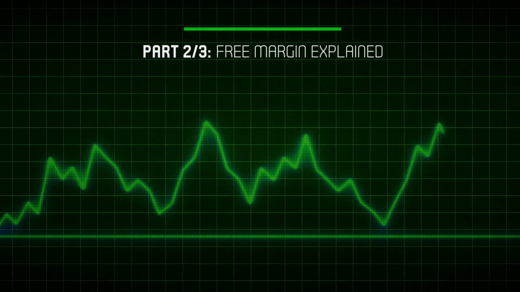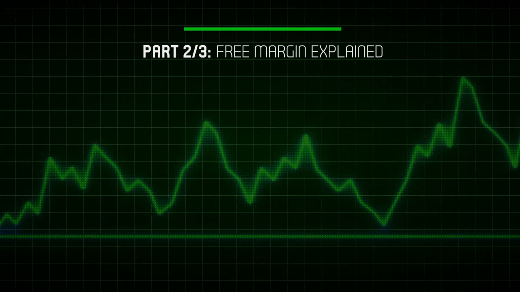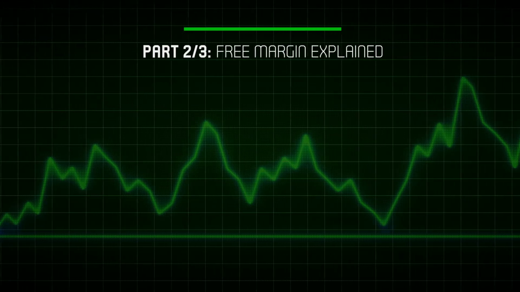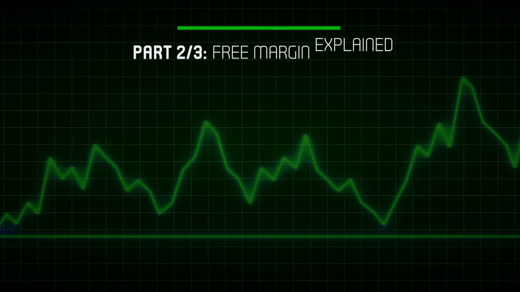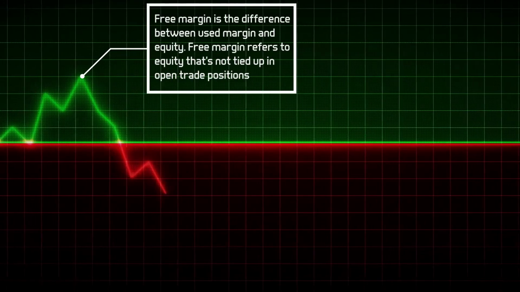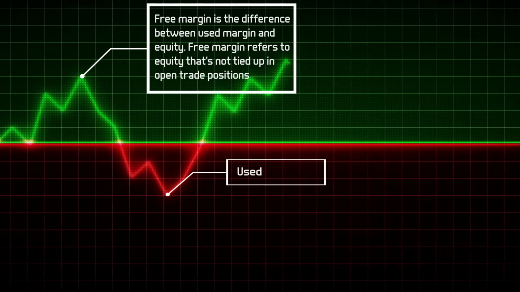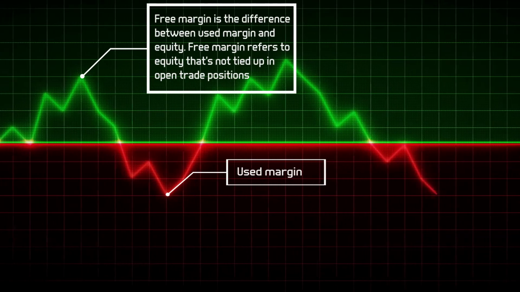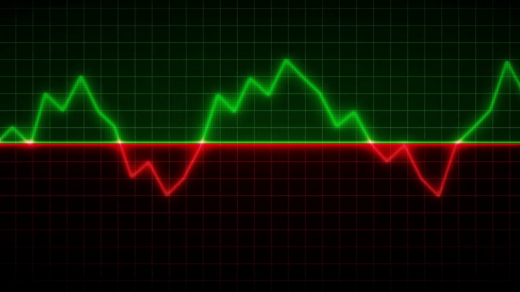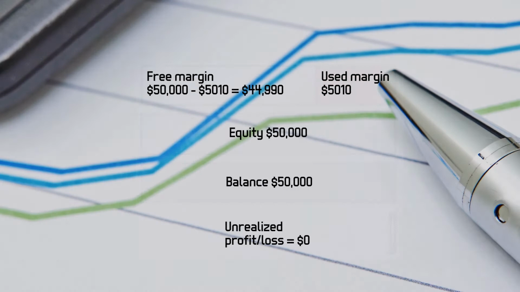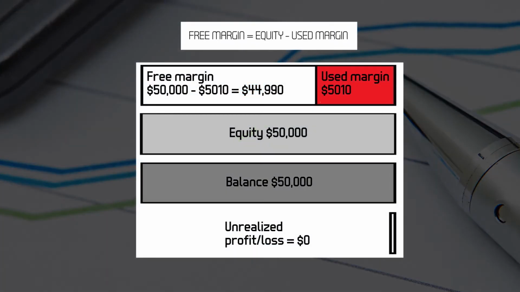Free margin is the difference between used margin and equity. Therefore, it's simply referring to the equity that's not tied up in open trade positions. Free margin is also sometimes referred to as usable margin, as it's the margin that you can use for new positions. Take a look at the diagram to see how you would work out your free margin. When free margin is at 0, then new positions cannot be entered.